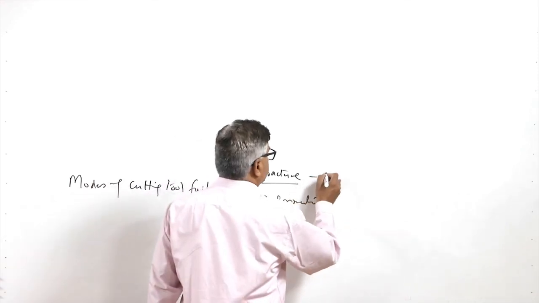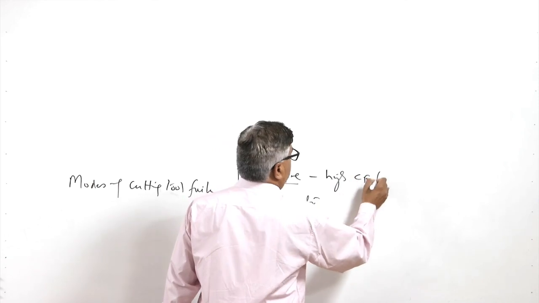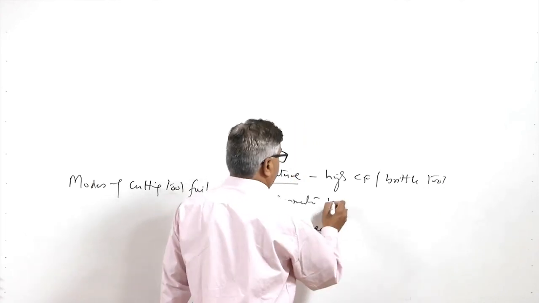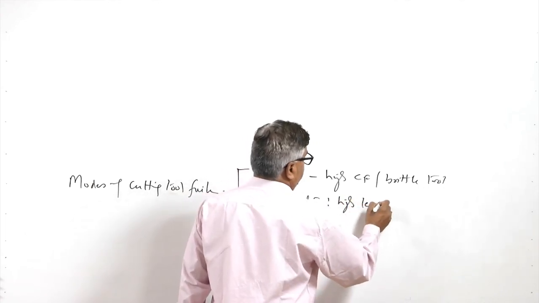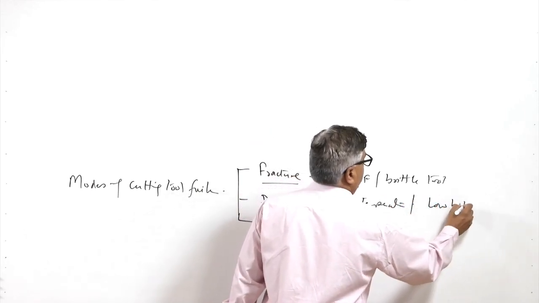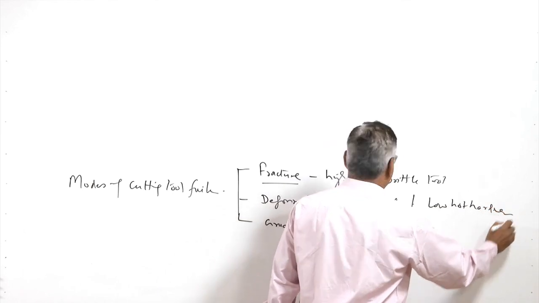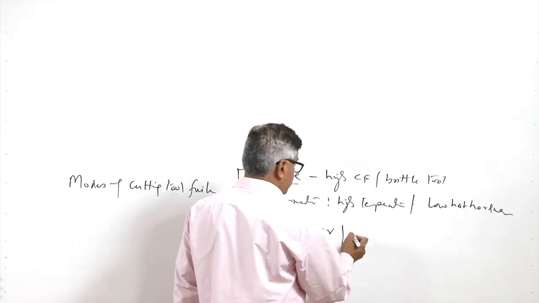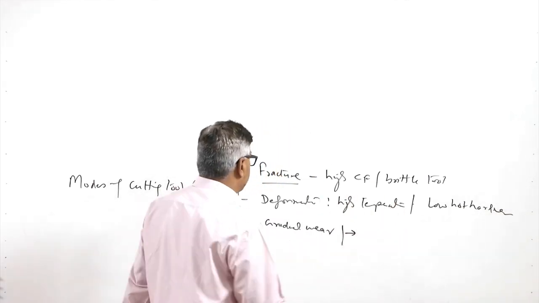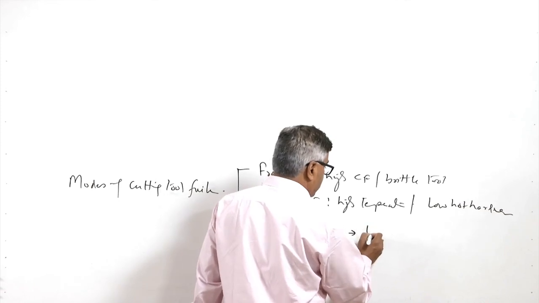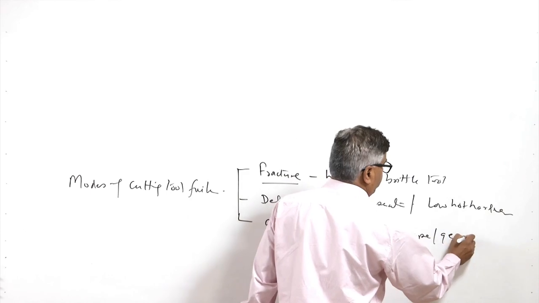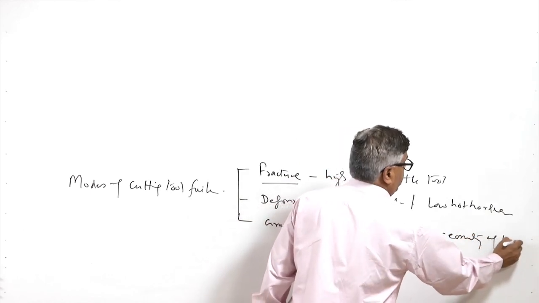So, the fracture happens when high cutting forces are used in case of brittle tool materials, and the deformation occurs when high temperature is generated, especially when a low hardness tool material is used, and the gradual wear is the normal case when optimum conditions for the cutting forces and temperature rise exist, but the gradual loss of the shape and the geometry of the tool takes place.